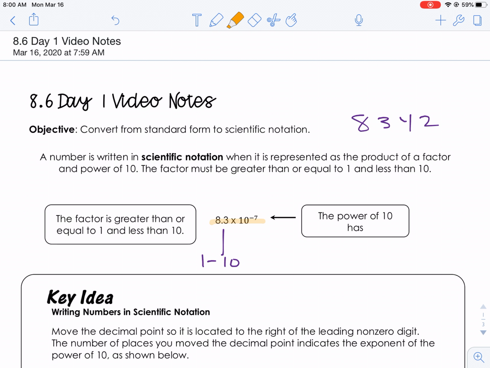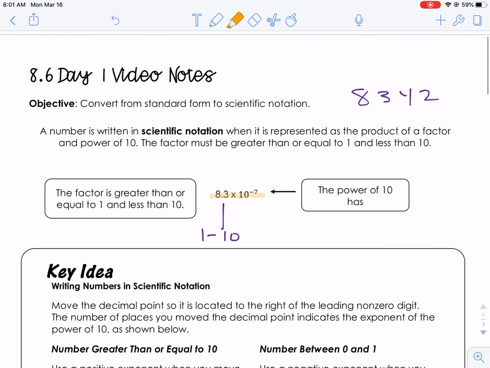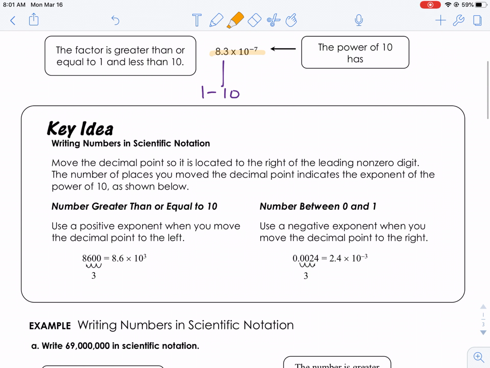It's a great way of writing really large numbers and really small numbers so that you don't have to include so many zeros when you're writing your problems. We are going to look at writing both large and small numbers in scientific notation. So again, a positive exponent, we're going to think about having numbers greater than 10. A negative exponent, a number between 0 and 1. So in other words, a very small number.